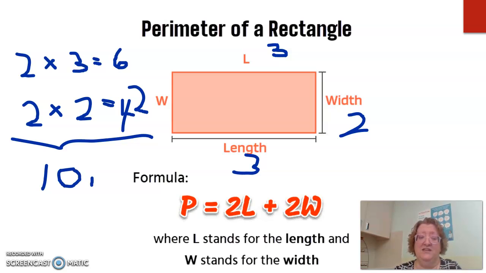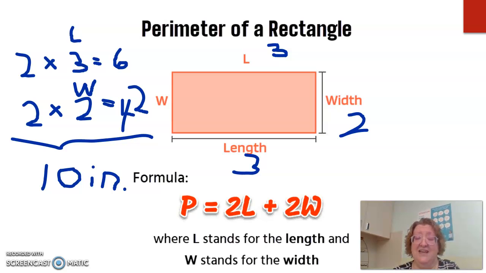And if we were dealing in inches or yards, we would make sure that we put the measurement that we are working with. So let's just check this with addition. 3 plus 3, and 2 plus 2, and 6 plus 4 equals 10. So 2 times length, which was the 3, and 2 times width, which was the 2, gives us 6 and 4, and a total of 10 inches on the perimeter.